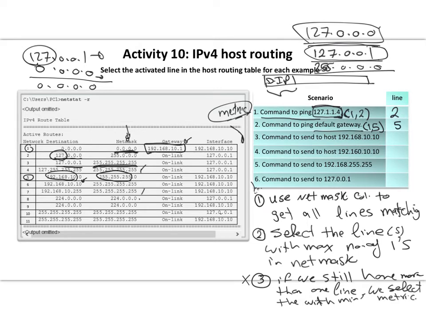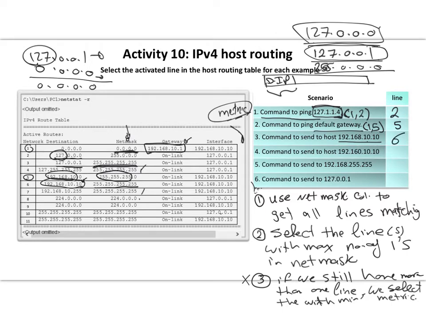Number 3, we send to a host with the IP address of 10.10. Okay? So very fast. If you find an exact match, that will be the one that you select right away. So we have an exact match here, just to speed up the calculations. And this requires all the 4 bytes to match, which in that case is 6.